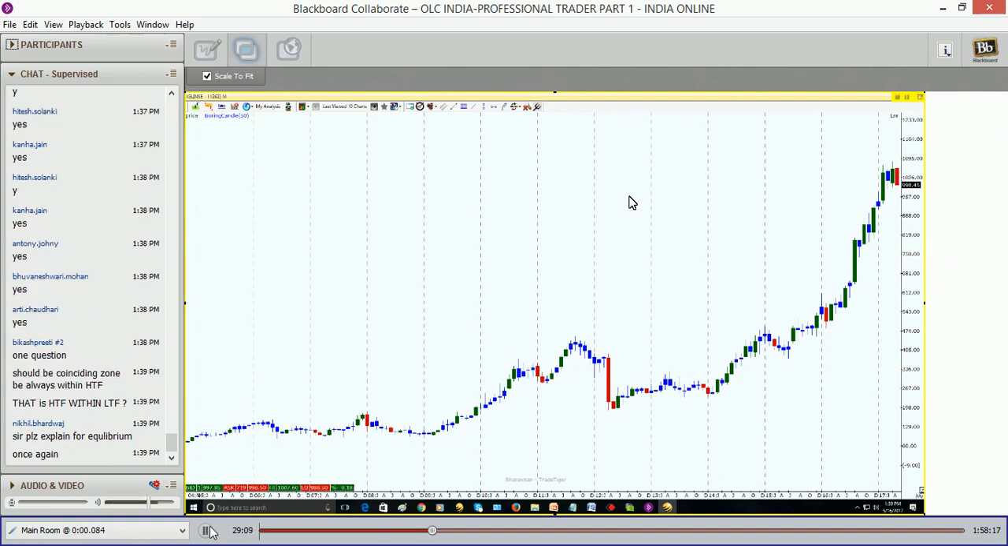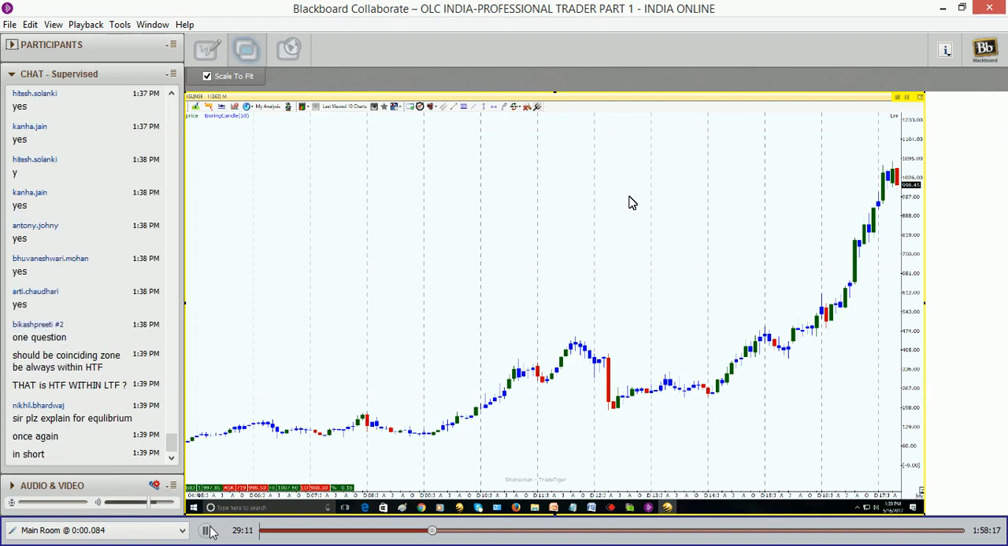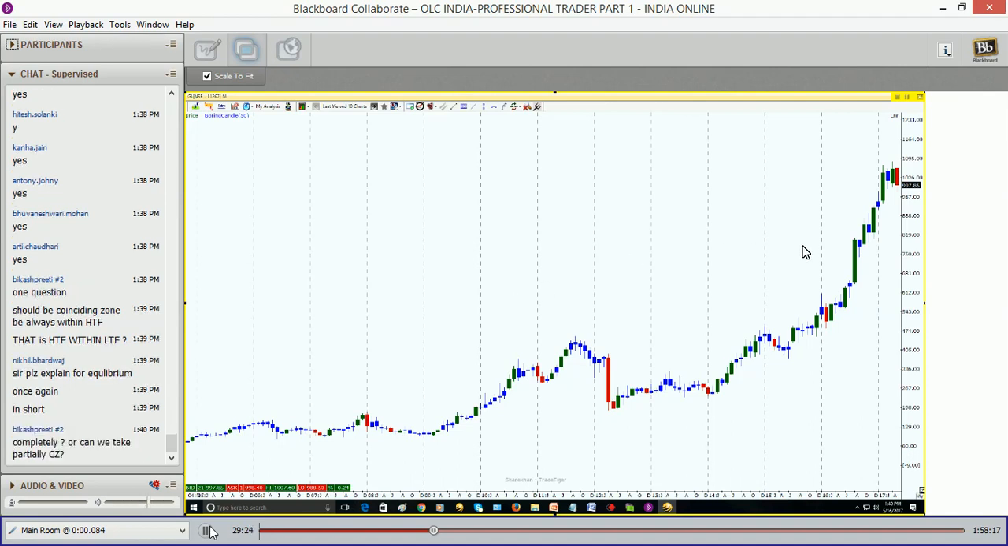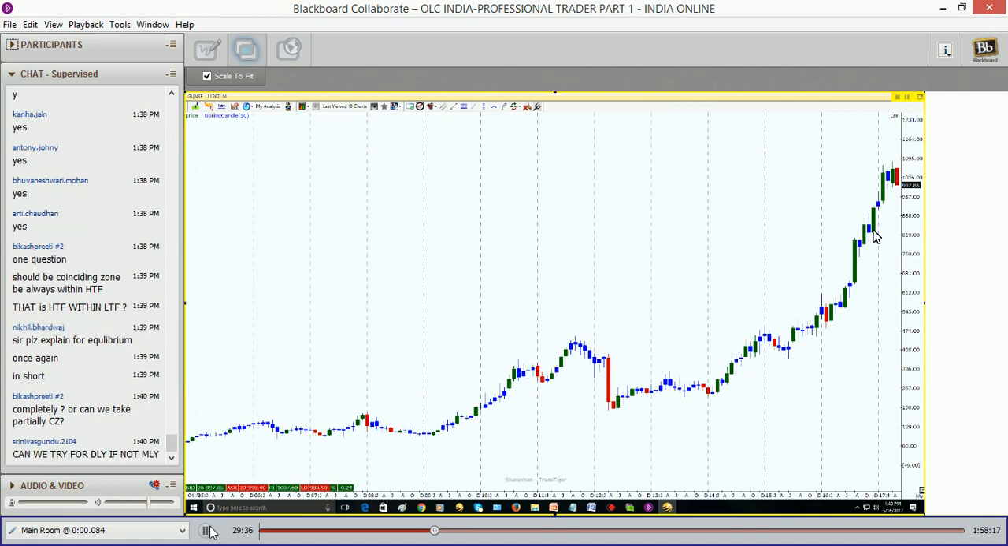Nikhil, when we are in equilibrium, let's look at this example. Let's say I want to mark a monthly income trade in IGL. If I want to mark a monthly income trade in IGL, where is my closest demand zone? That is a coinciding zone, so don't get confused on that.